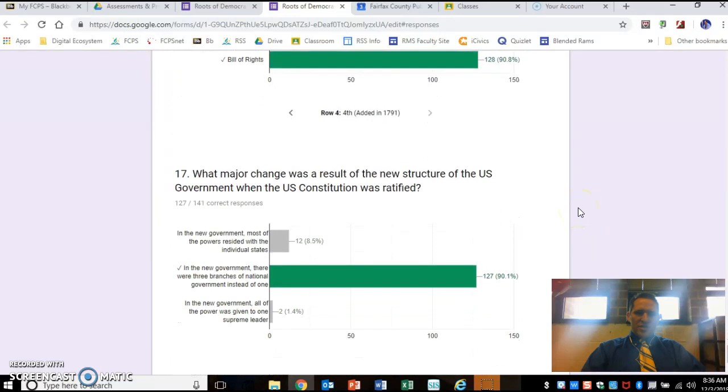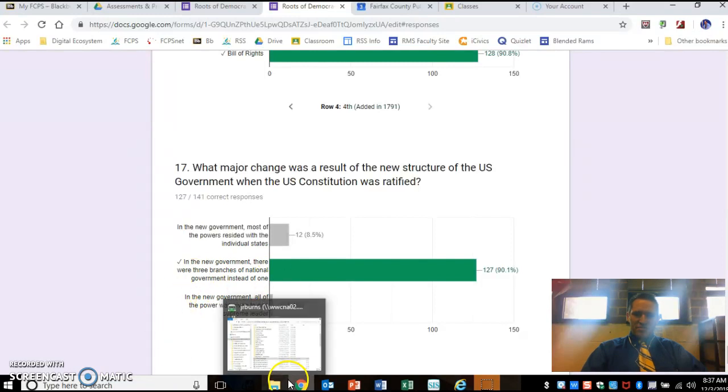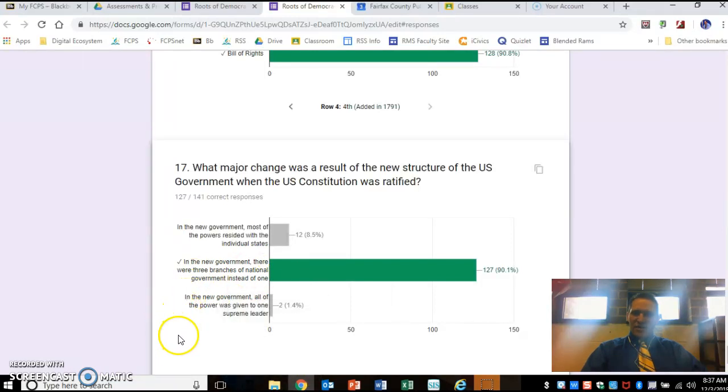All right, the last question is number 17. 90% got it right. Again, this was one that we did right on the warm-up, right before the quiz. What was a major change? We talked about how the national government of the Constitution had 3 branches, whereas in the Articles it only had a legislative branch, 1 branch. Okay? This one right here was true about the Articles, not about the Constitution. This one, no. This would be Britain's government, or some kind of totalitarian government. That's not true of the Constitution.